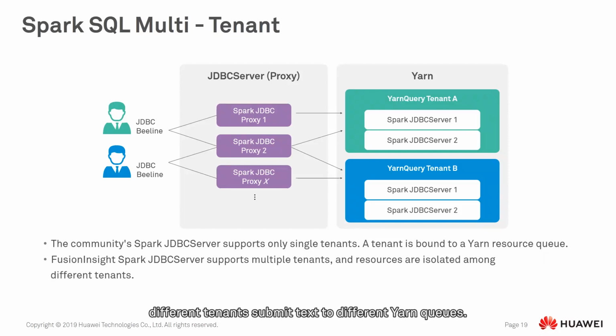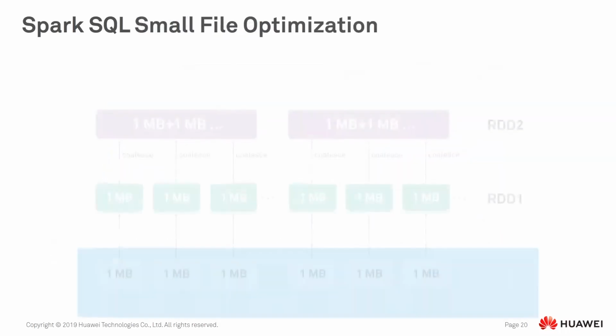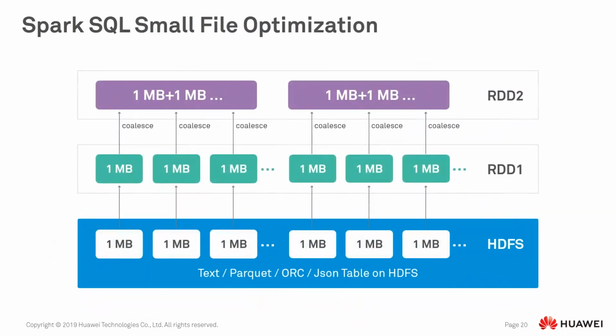Different tenants submit tasks to different Yarn queues, and the containers of Yarn are used to isolate resources. In Spark SQL tables, massive small files will be generated. Block here is the smallest file storage unit in HDFS.